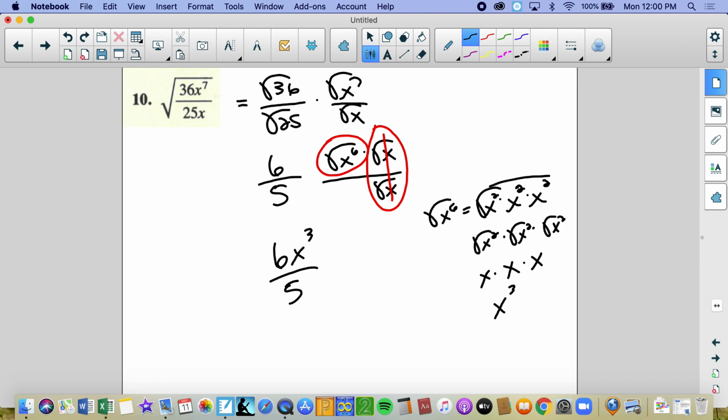That's how I did it. And it's a nice little shortcut. It's like dividing by 2 if it's a square root. If you have a cube root, you're dividing by 3. If you have the 4th root, you're dividing by 4.